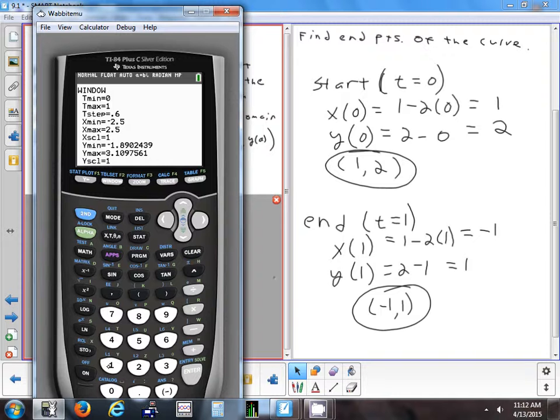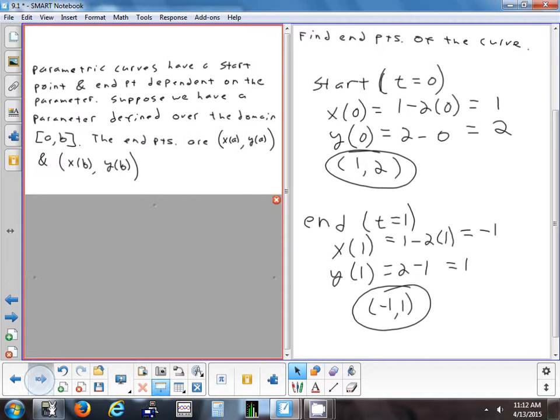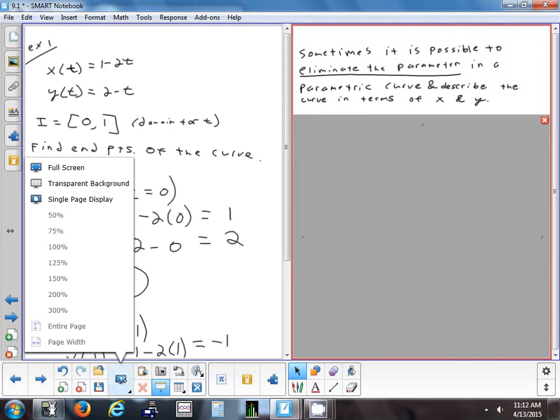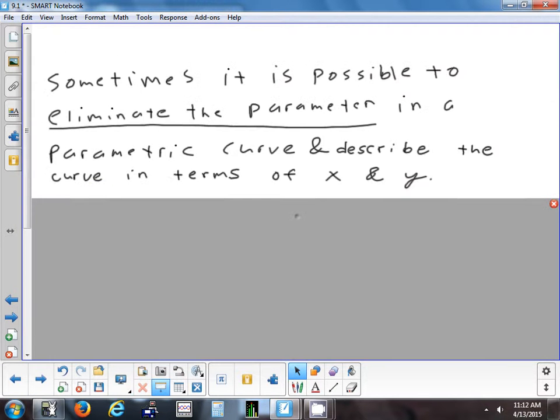Any questions on that, the t-step? All right, so here's our graph. What I want to do now is rewrite that graph in slope-intercept form. And to do that, we need to eliminate the parameter. This is not always possible to do, but sometimes it is possible.